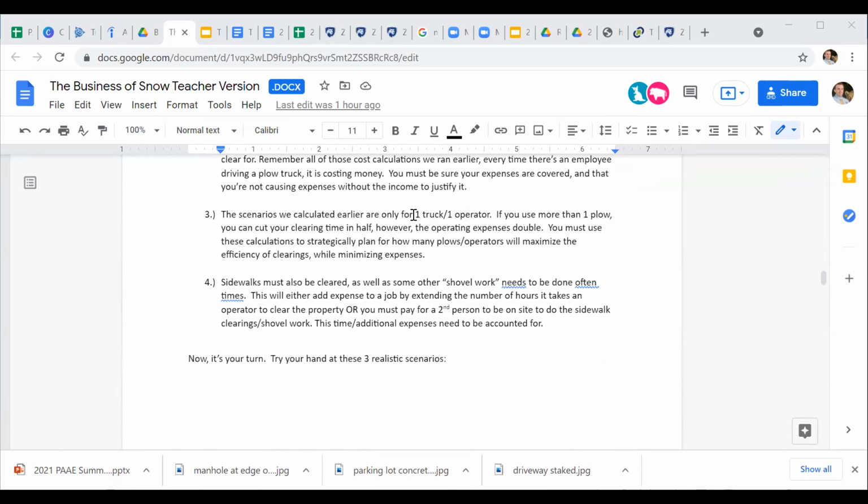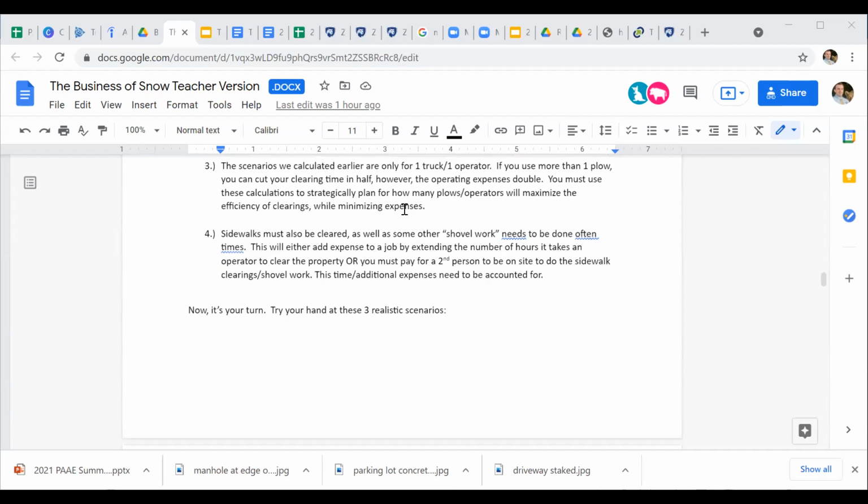All of the scenarios we've talked about have been for one truck, one operator. Obviously, the more vehicles, the more units you use, the quicker it can be done. However, the expenses go up in mostly wage, as you'll see. And an example, what do I have here? The teacher version? Yeah. You'll see an example down the road.